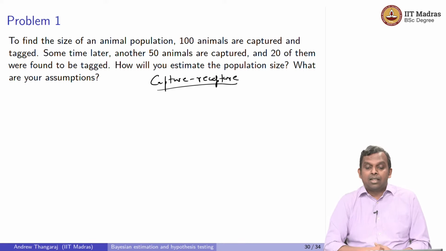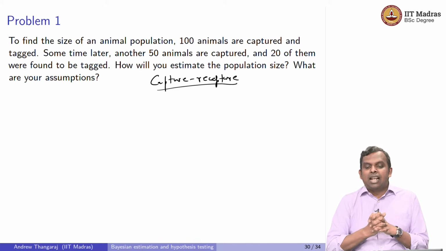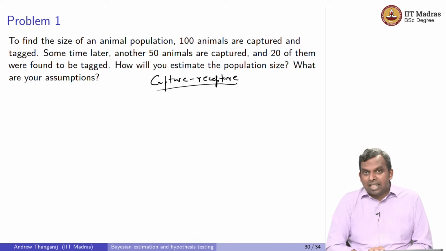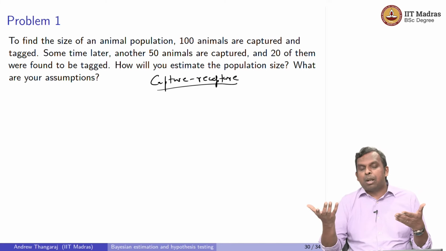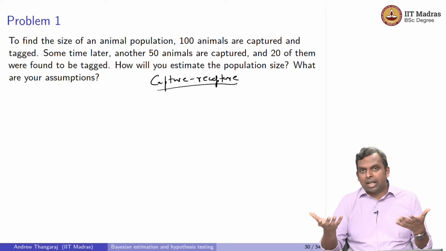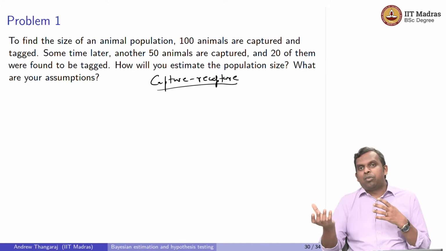In this case, as it turns out, 50 animals are captured and 20 of them were found to be tagged. So using this information, you have to come up with an estimate for the population size, the actual total number of animals. You tagged 100 animals, and there is some other number of animals which are untagged out there. So when you come back and start pulling out 50 animals, some of them will be tagged, some of them will not be tagged.